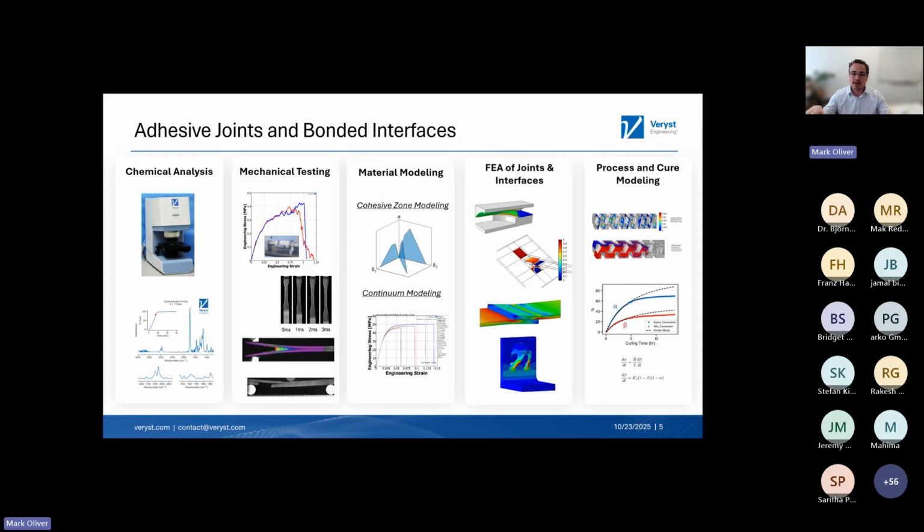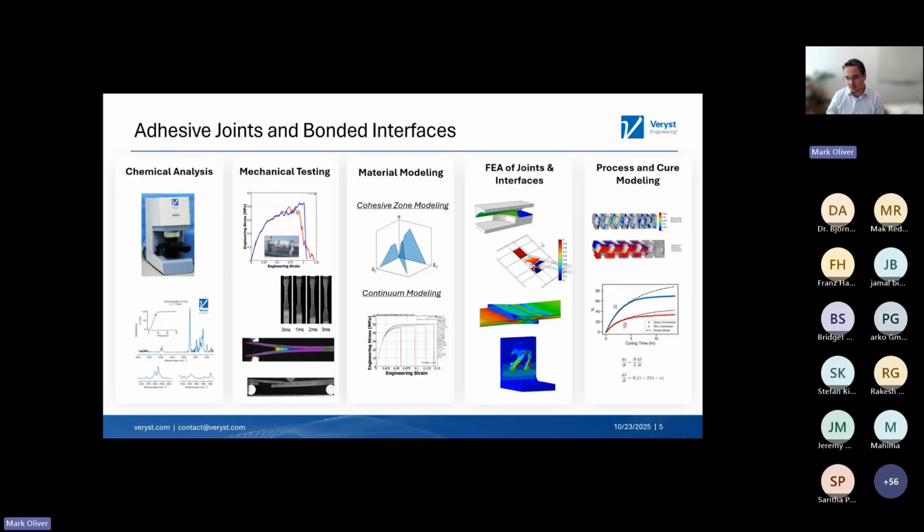Within that context, we do have a practice focused on adhesives, bonded interfaces, and interface mechanics. The way we help clients in this area spans the breadth of the firm, from chemical analysis, which is geared more towards supporting failure analysis rather than formulation development, to mechanical testing, material modeling, and material model calibration. This will be the bulk of the talk today, in these two columns here.